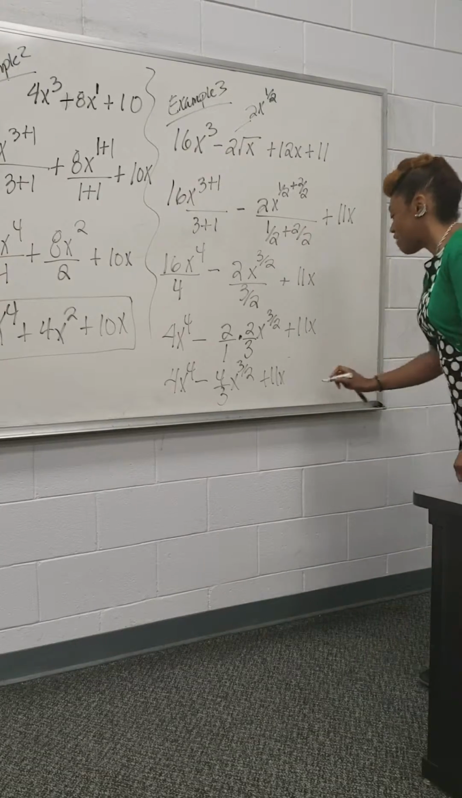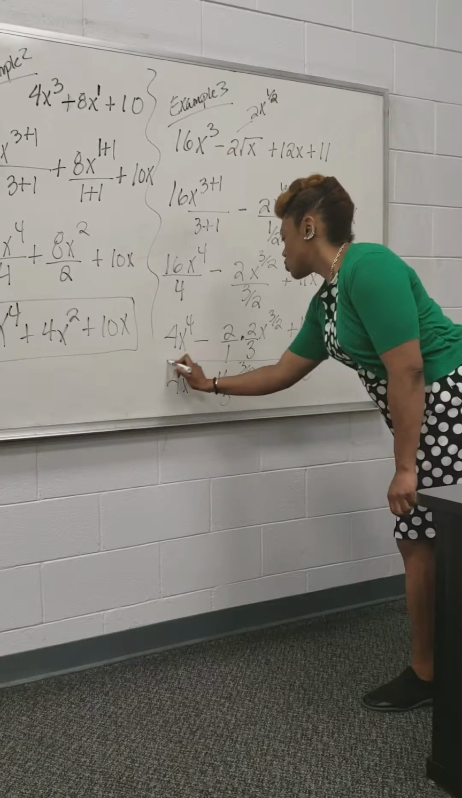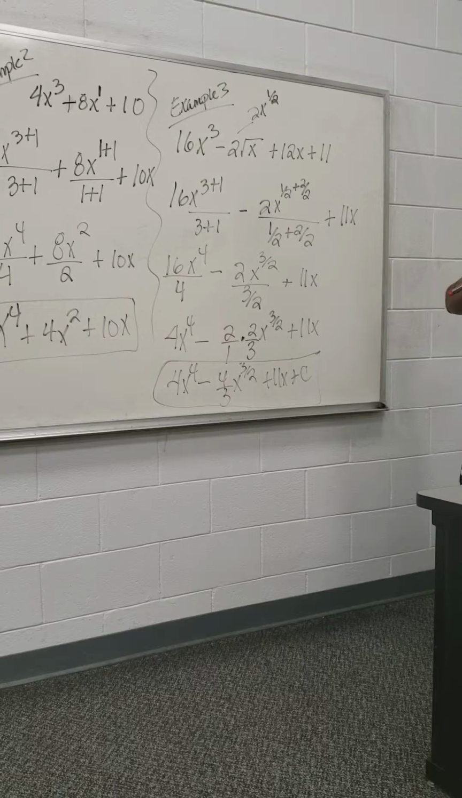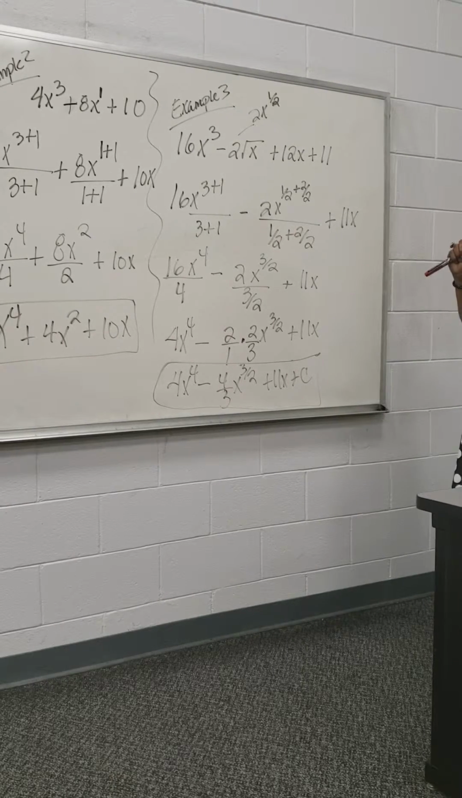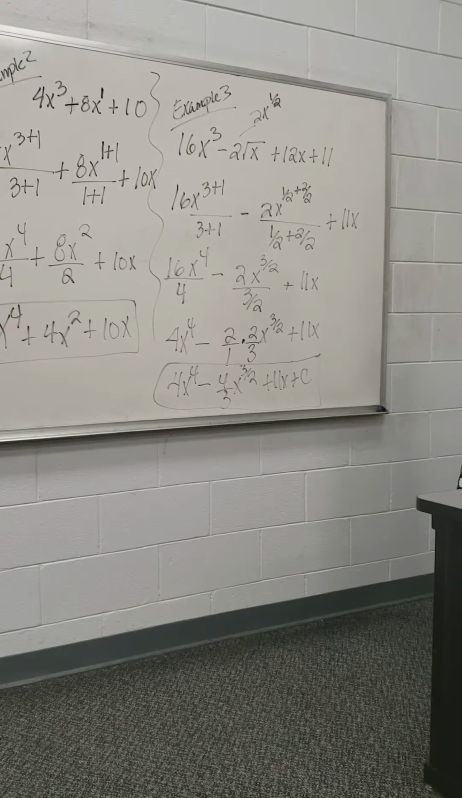And the only thing that I forgot to add on both of these is the plus c, because the majority of the time we want to put it into the general form. Okay, this is part 1 of antiderivatives. I have one more after this. Thank you.